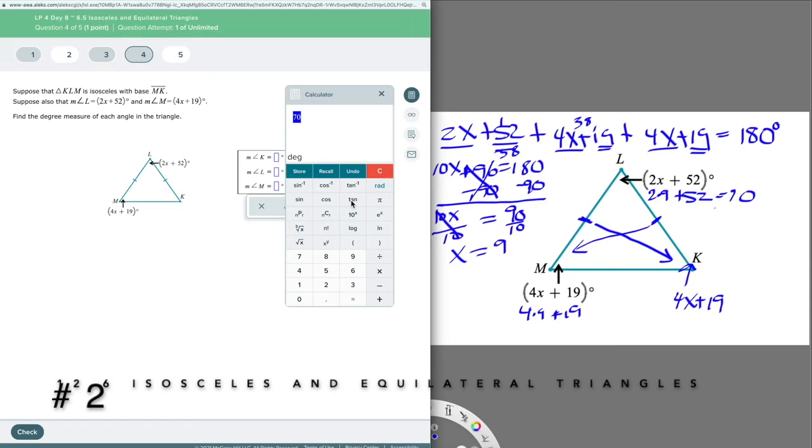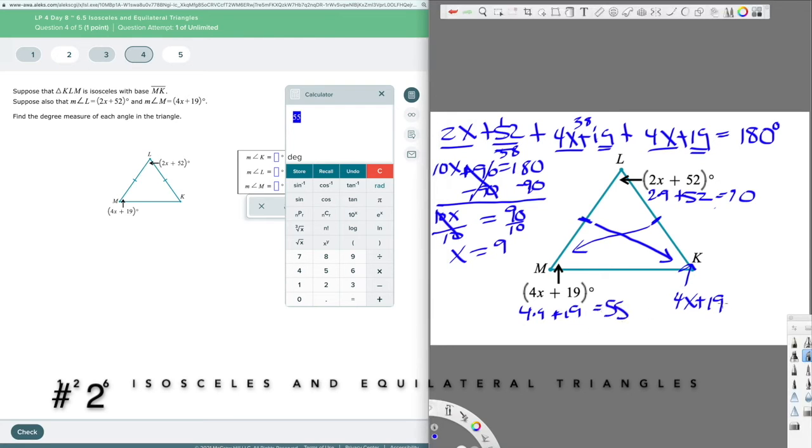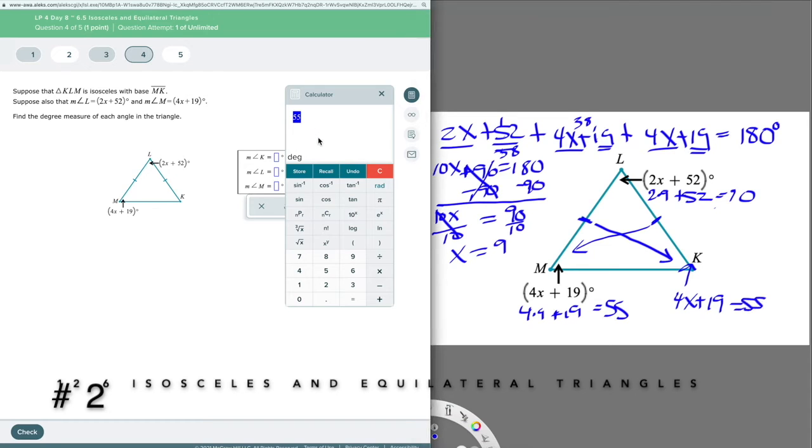Ooh, why isn't it typing? 4 times 9 plus 19 equals 55. This will also equal 55 because it's exactly the same. And I can come over here and test this out and say 55 plus 55 plus 70. And ta-da, I get the 180. So as long as that works out correctly, we're fine there.